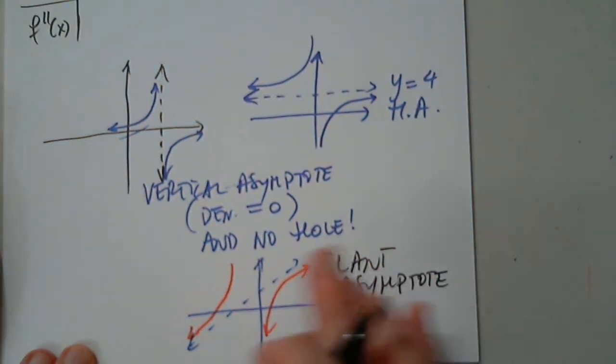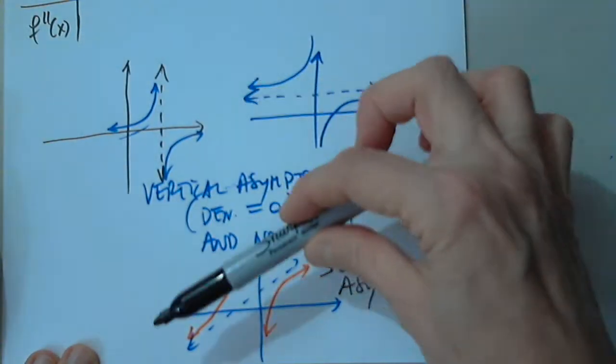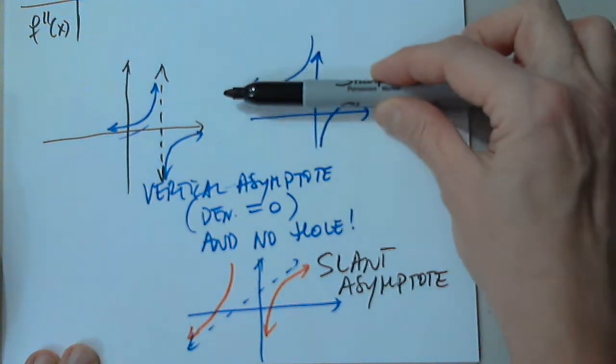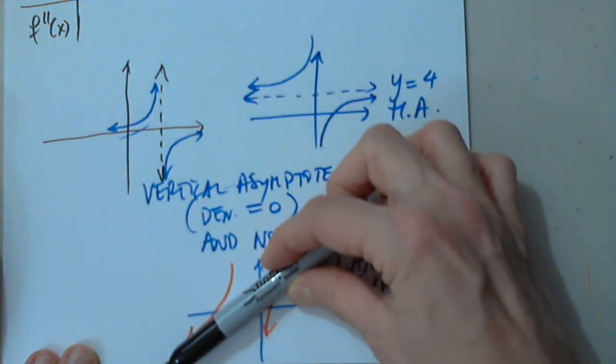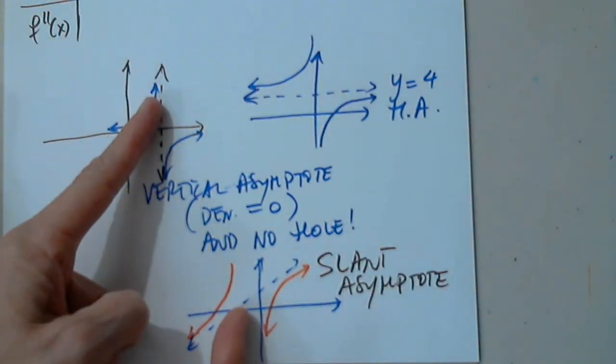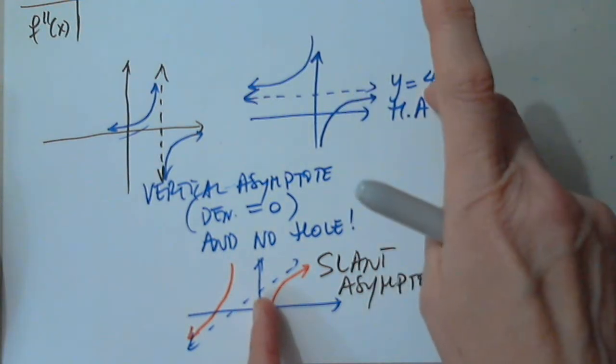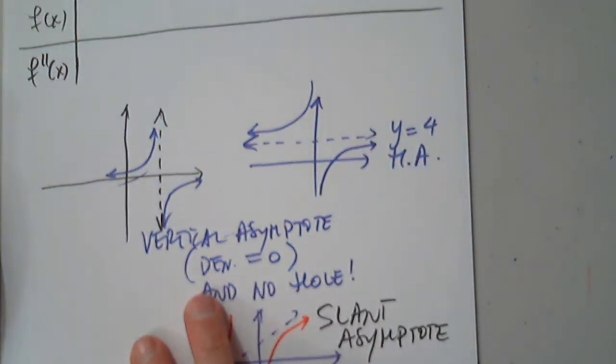And I'm going to say, when we get to this again, a function cannot have a horizontal and a slant. It can have a horizontal or a slant, not both. So these two can go together, these two can go together, but these two will never go together: horizontal and slant at the same time. Okay.